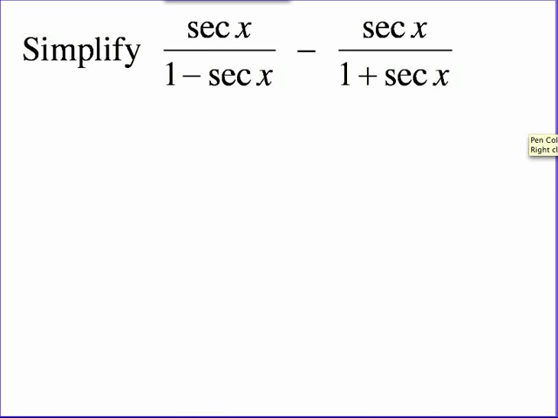Okay, so the easiest way to get a common denominator: multiply the first one by 1 plus secant x. Multiply the second one by 1 minus secant x. So remember, whenever you multiply, you have to multiply both the top and the bottom.